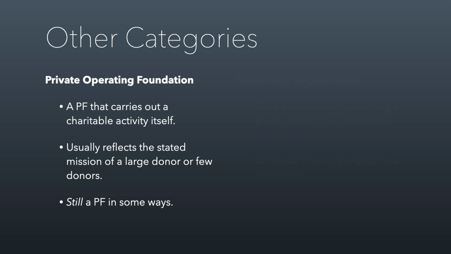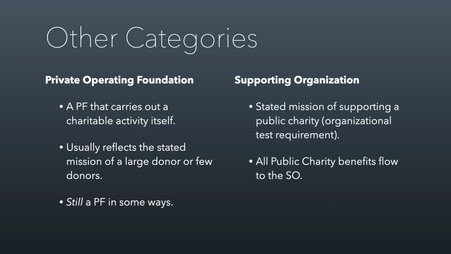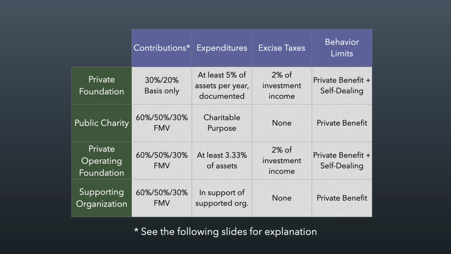And so you're treated like a private foundation in some ways and like a public charity in other ways. And then a supporting organization is one that also can't pass that 1/3 public support test. And so the way they make up for it is they say, we promise we're going to support public charities and only public charities. And in fact, you usually have to identify the public charities that you're going to be supporting. And if you do that, if you have it as a stated mission of supporting a public charity, then all the benefits of being a public charity flow to you.